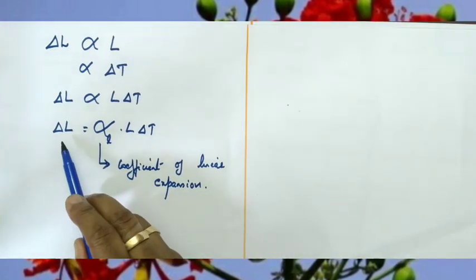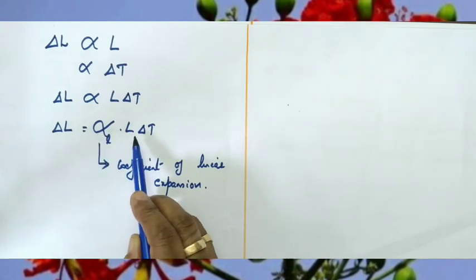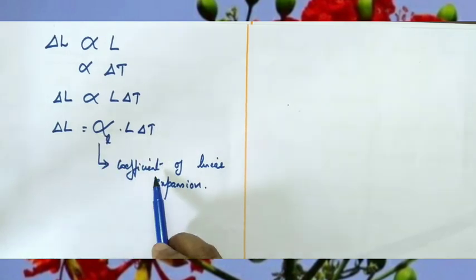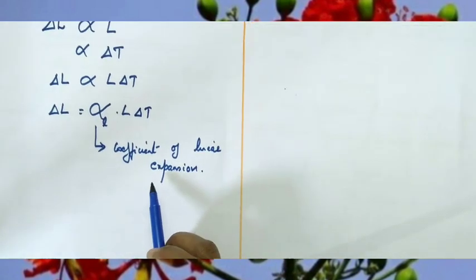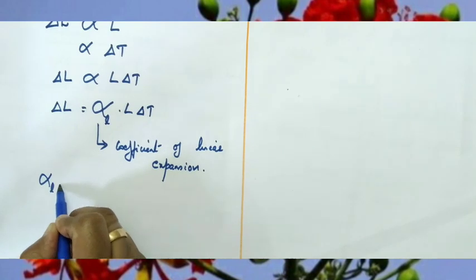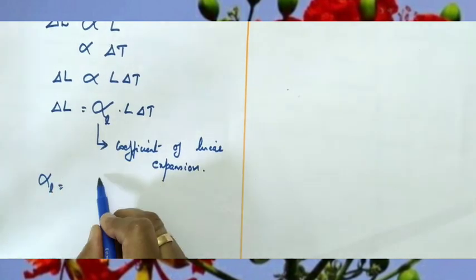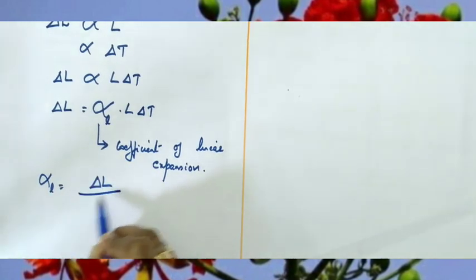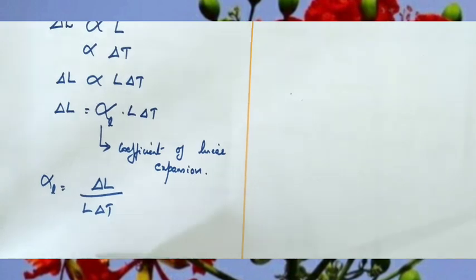Clear? So, increase in length delta L is equal to alpha L into L delta T, and alpha L is called the coefficient of linear expansion. This is a constant for a given material. From this we can write alpha L equal to delta L divided by L delta T, isn't it?